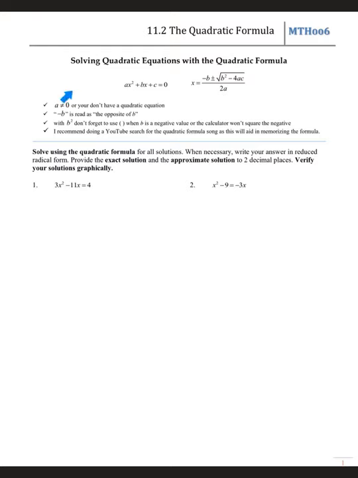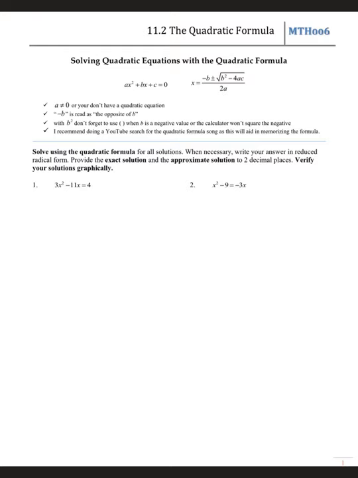Okay, you can read through these. That tells us about the quadratic. And we want to solve this. When necessary, write your answer in reduced fractional form, provide the exact solution and the approximate to 2 decimal places, and verify using your calculator graphically. Okay, so let's just go ahead and dive into some examples here.